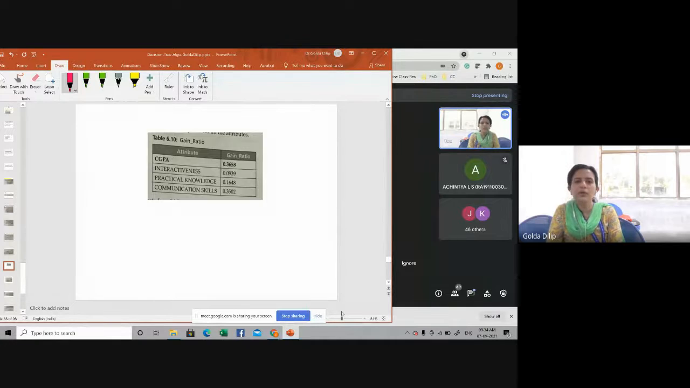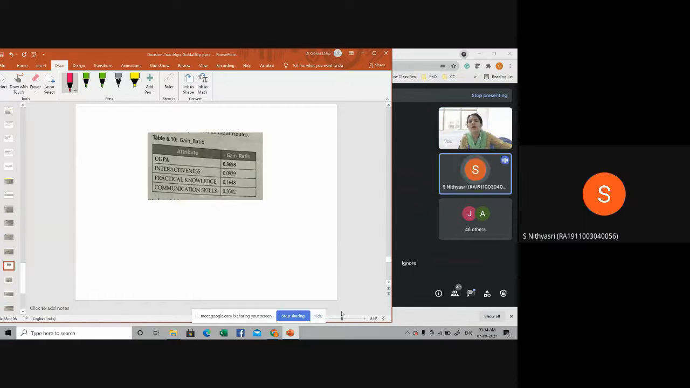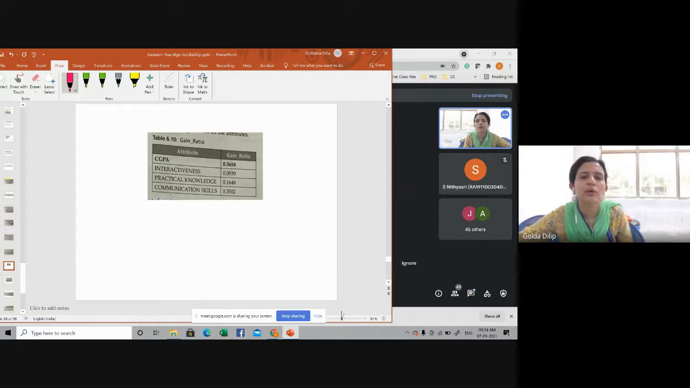How do we proceed, or how do we select the attribute to be at the root node, or the best splitting attribute? Highest gain ratio. Very good. Accordingly, CGPA will be selected as the one with the highest gain ratio.